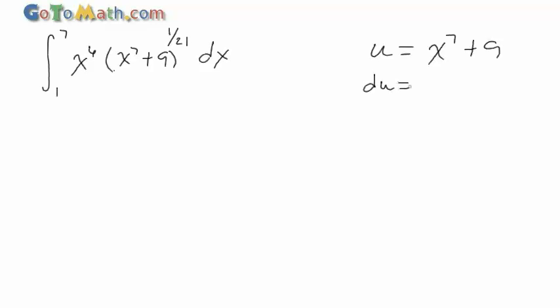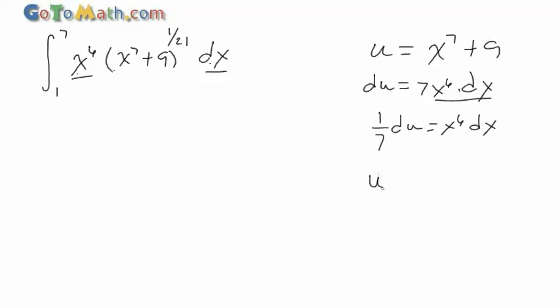du. So we take the derivative, 7x to the 6th dx. So we have an x to the 6th and a dx, and what I'm going to do is go ahead and isolate that. So I'm going to bring that 7 over. x to the 6th dx, right? So we can go ahead and replace that.